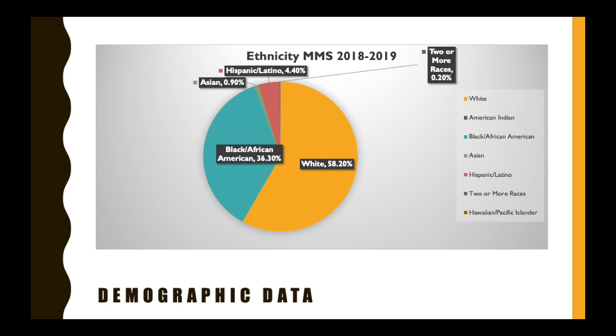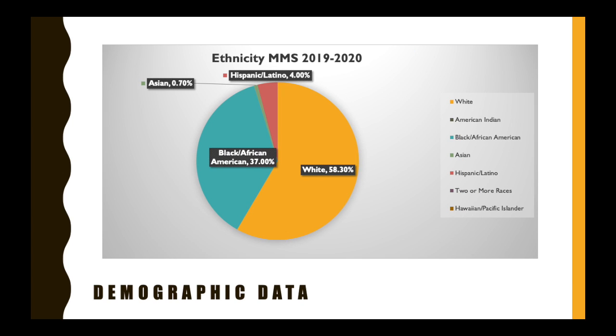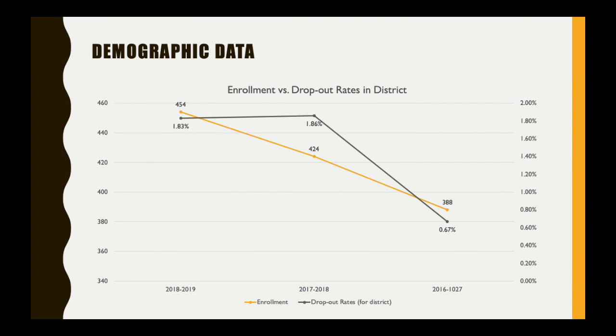Looking at the data for the ethnicities of Monticello Middle School from the last 2 years tells us that we are a majority of whites and African Americans. This information can allow us as the leaders to know our students and make our school more welcoming to these types of ethnicities. I have also put together our enrollment for the last 3 years compared to the dropout rates.